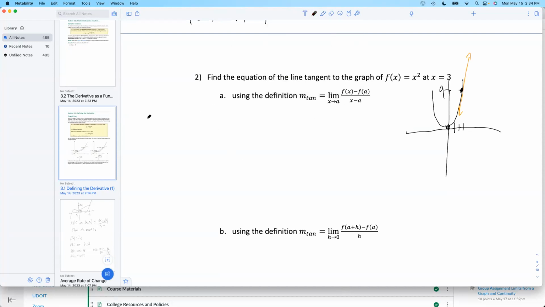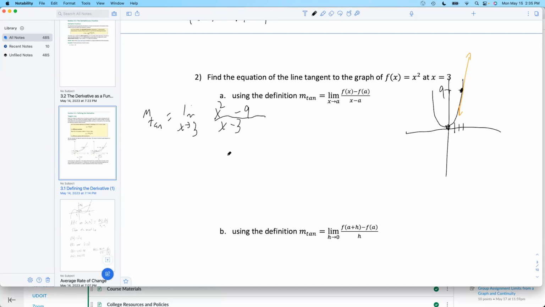Okay, so this limit here, the slope of the tangent line, is the limit as x approaches a. Well, I know a is 3, so let's put that in. Of f of x, I know what f of x is, it's x squared, minus f of a. So now I'm literally plugging 3 into x squared. That's 3 squared divided by x minus 3.